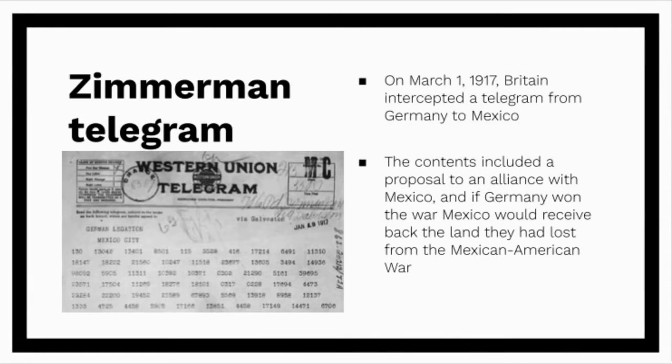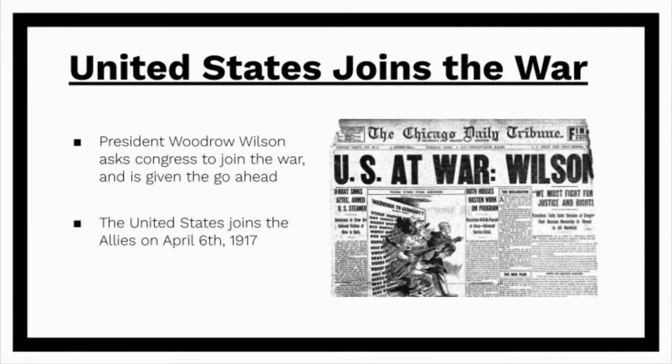To add fuel to the flame, on March 1st, 1917, British intelligence intercepted a telegram from Germany to Mexico. The contents included a proposal of an alliance with Mexico, and if Germany won the war in Europe, Mexico would receive back the land that it had lost in the Mexican-American War. With more and more continuous attacks by German U-boats on passenger ships, as well as pressure from the American public, President Woodrow Wilson asked Congress to join the war and was given the go-ahead. On April 6, 1917, the United States joined the war on the side of the Allies.